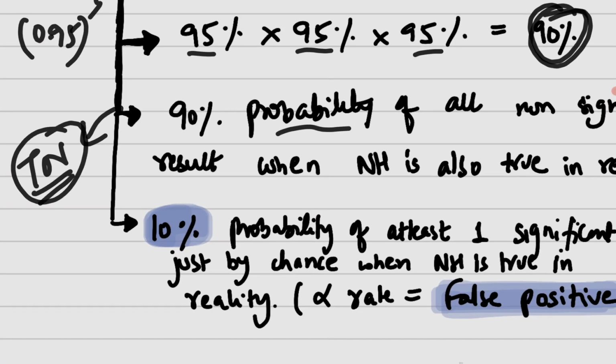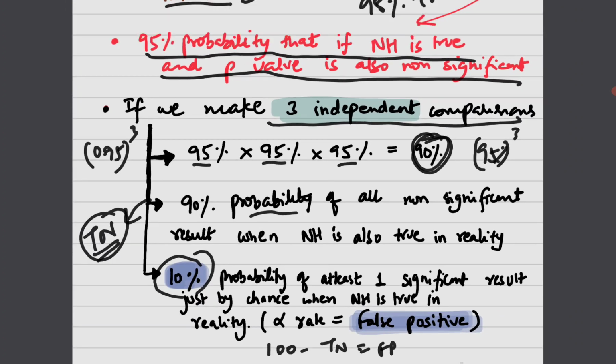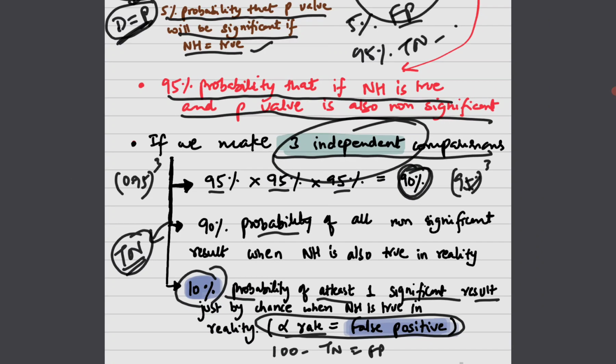So if I subtract this true negative rate from 100%, I will get the false positive rate for these 3 experiments. So that will be 100 minus 90, or 10%. This 10% is the cumulative false positive rate for making 3 independent comparisons. So there is a 10% probability that at least one of these 3 comparisons will give a significant p-value if the null hypothesis is true for all the 3 comparisons. This kind of false positive rate, which is given for multiple comparisons, or 3 comparisons in this case, is called the family wise error rate.